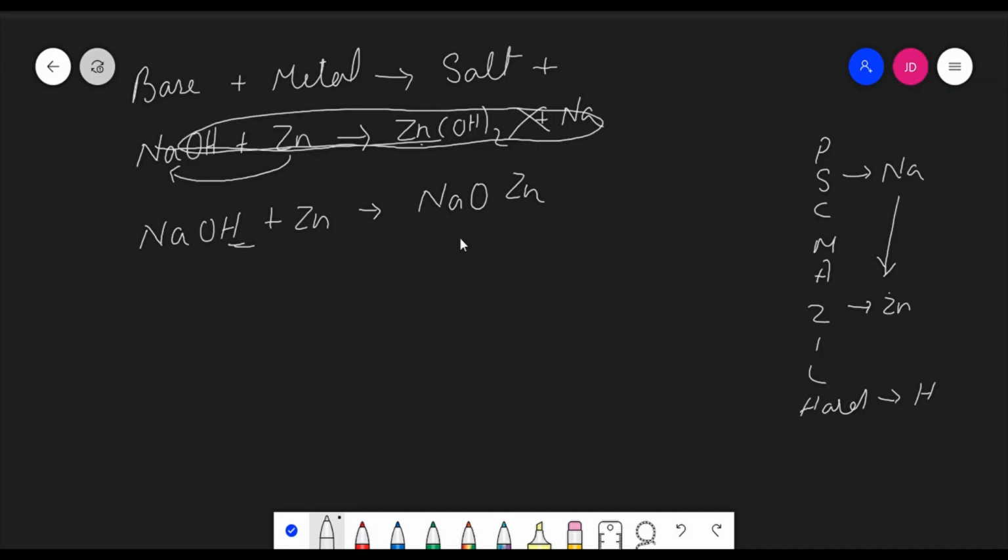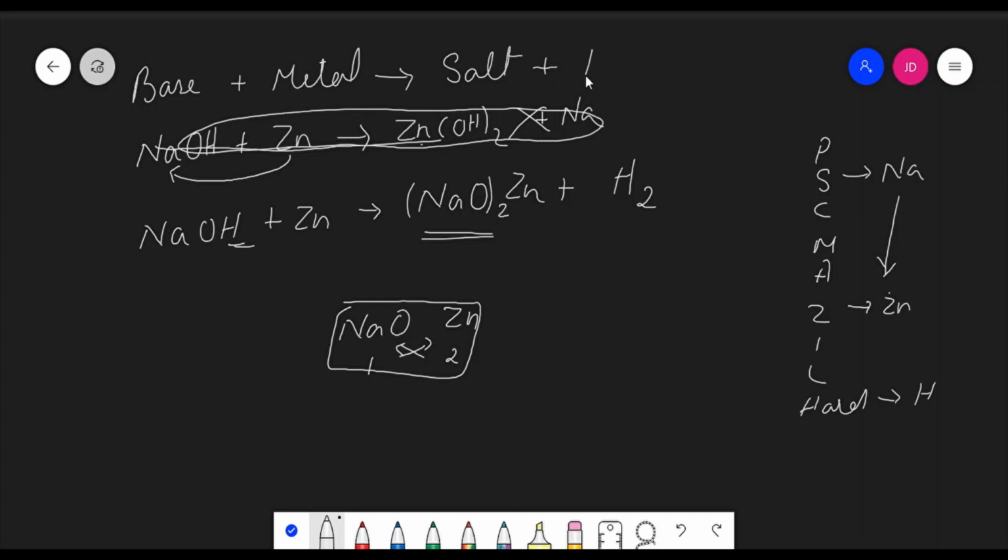So this is the reaction that will take place. And who is getting kicked out? Again, hydrogen. Here, NaO valency will be 1, Zn valency 2. So if you cross it, 2 will come here. However, because this is a group, you need to put a bracket. Again, whenever H is alone, you should put 2. Afterwards, you can go on balancing. So again, this is what we call a salt. So base plus metal, also we are getting salt plus hydrogen gas. Why gas? Because 2 is given here.